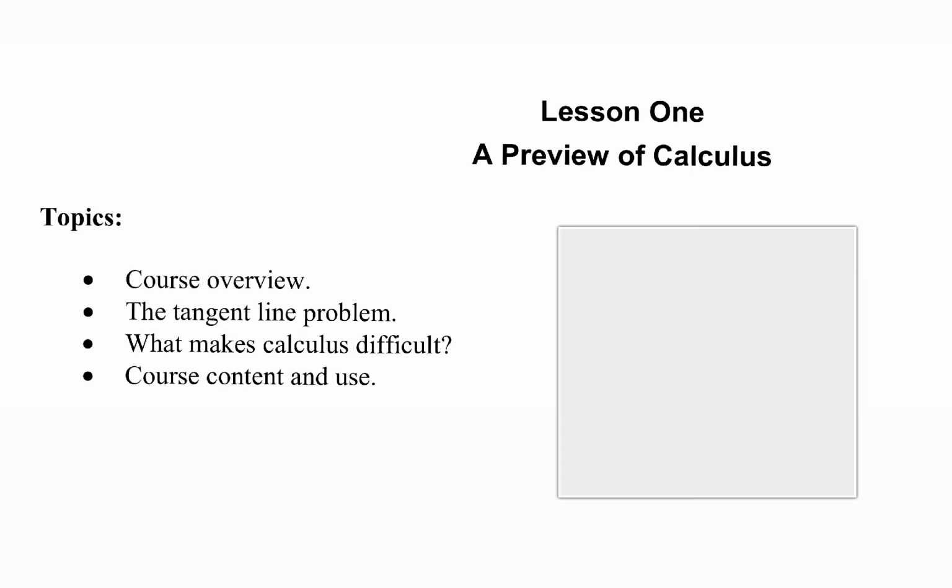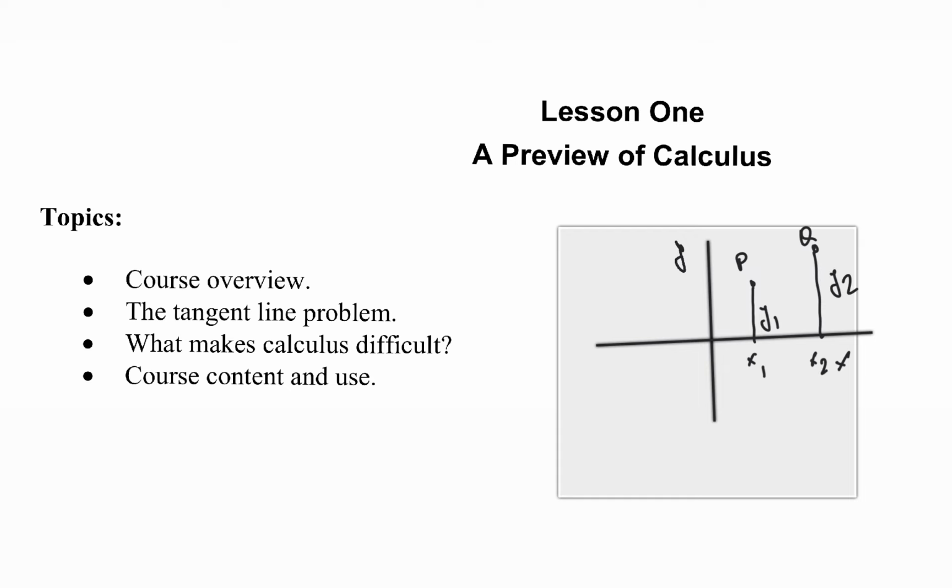So imagine you have 2 points. What is the slope of 2 points? You have a coordinate system, let's say x and y, and suppose you have 2 points. Point P has coordinate x1 and height y1, and point Q has coordinate x2 and height y2.